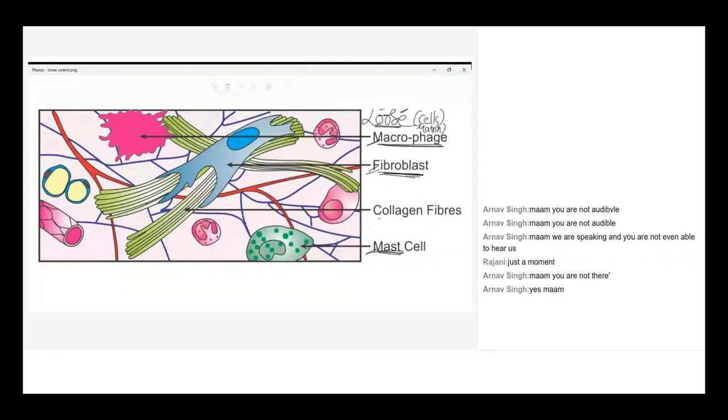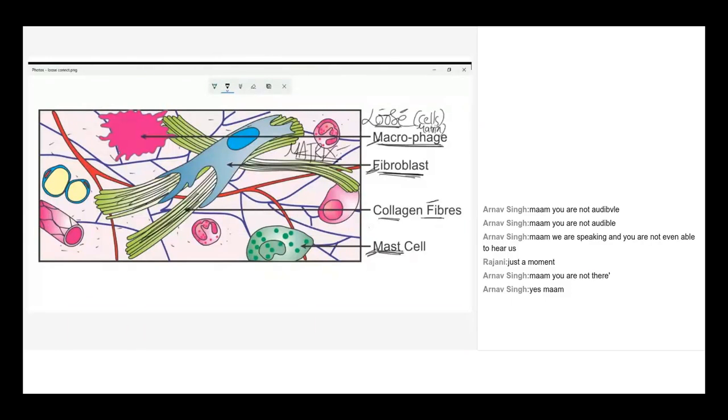Now the collagen fiber: you can find the collagen protein arranged in a linear fashion. That's why this is called a fiber. Collagen protein is arranged linearly in loose connective tissue. And of course, the whole connective tissue is filled with matrix. The intercellular space, the whole thing which I am putting dots on, is nothing but the matrix. So the loose connective tissue will have a matrix and various cells: macrophages, fibroblasts, and mast cells.